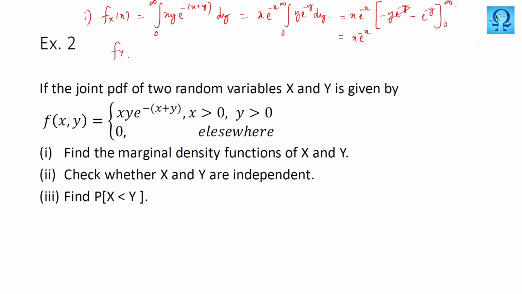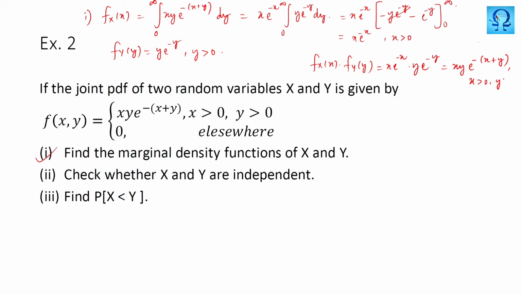In a similar way, if you find this one, it is y e to the power minus y for x positive here, and here it is y positive. We have found the marginal density. Okay, and what is fx of x times fy of y? It is x e to the power minus x multiplied with y e to the power minus y. This can also be written as xy e to the power minus (x plus y) for x positive and y positive. This is f of xy. So here x and y are independent.